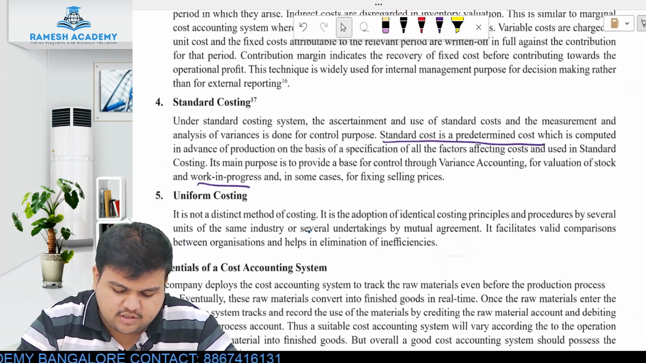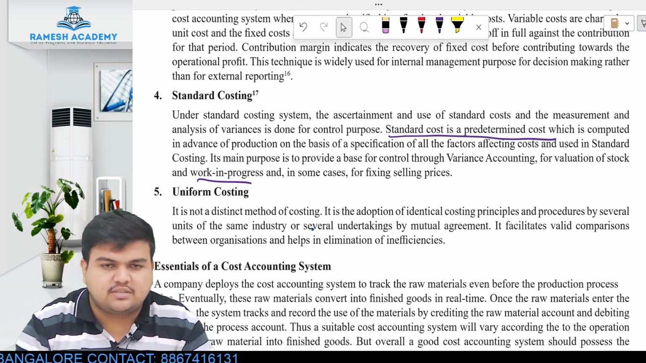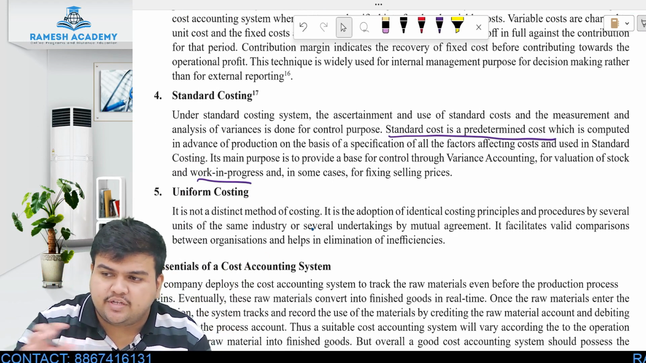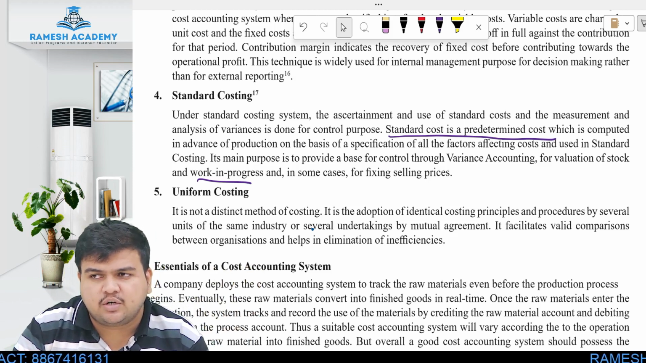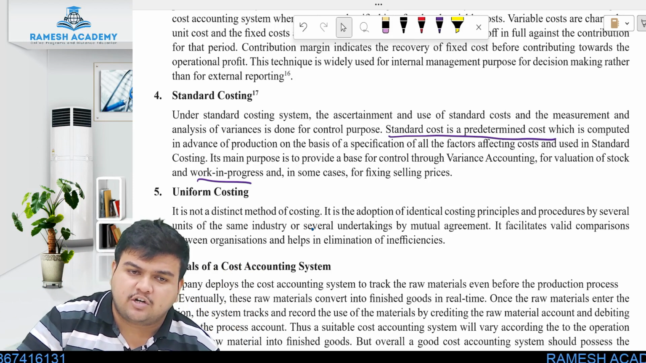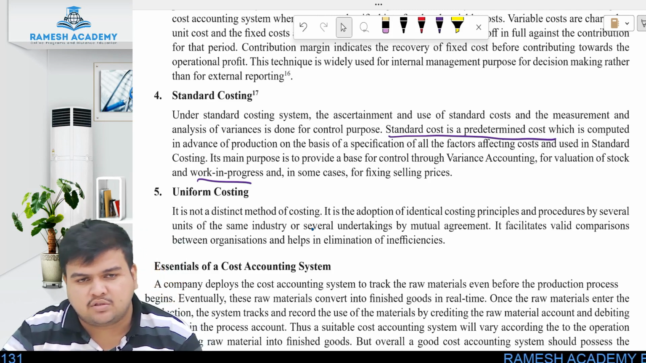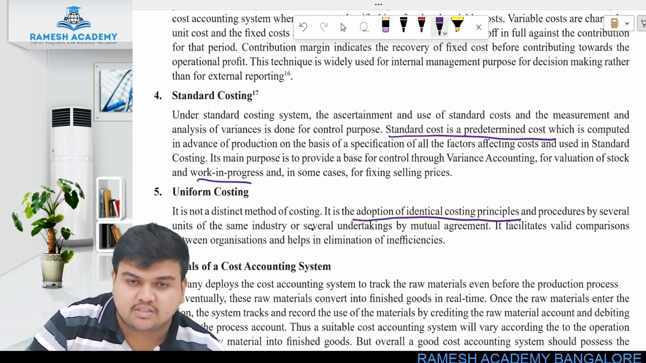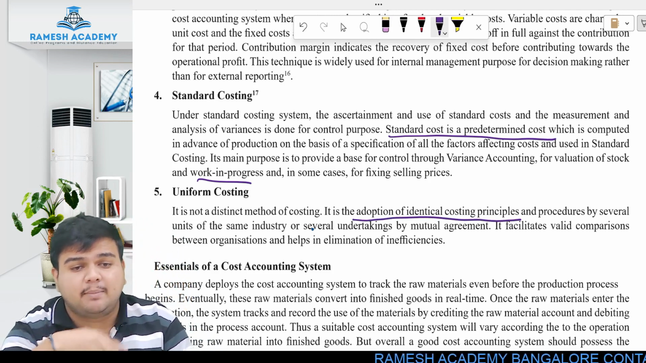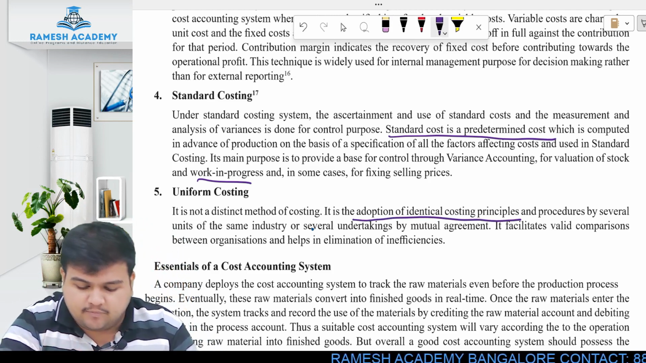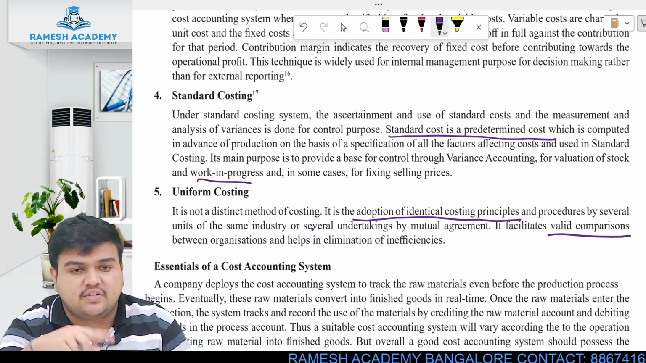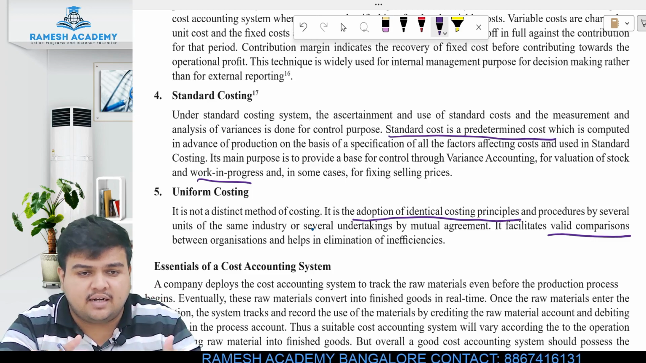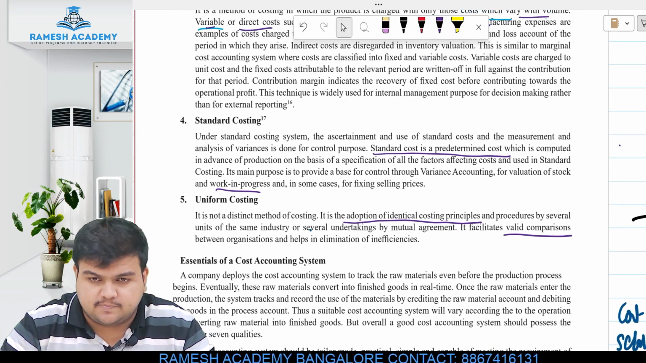Uniform costing. Now for example, Kia entered India a few years back and opened Kia India. So what method of costing do they adopt? They look into which method of costing Tata is adopting, which method Maruti Suzuki is adopting, on a similar adoption of identical costing principles. The reason being, they can compare between each other for a valid comparison, if there is any difference between them. So for that we require uniform costing.